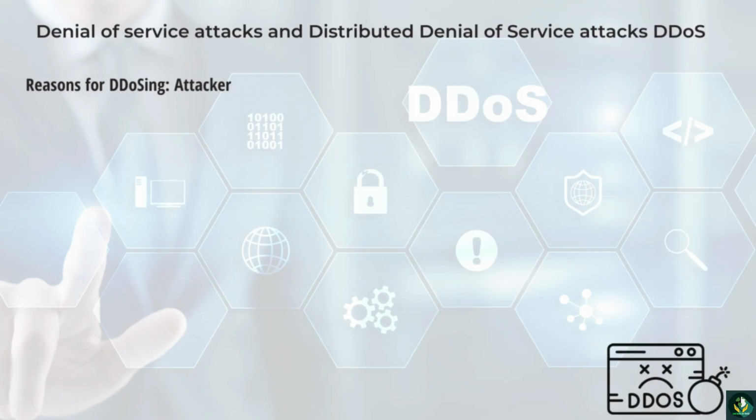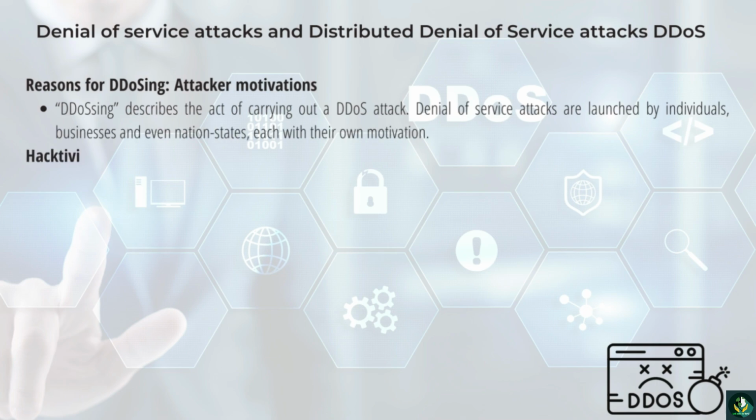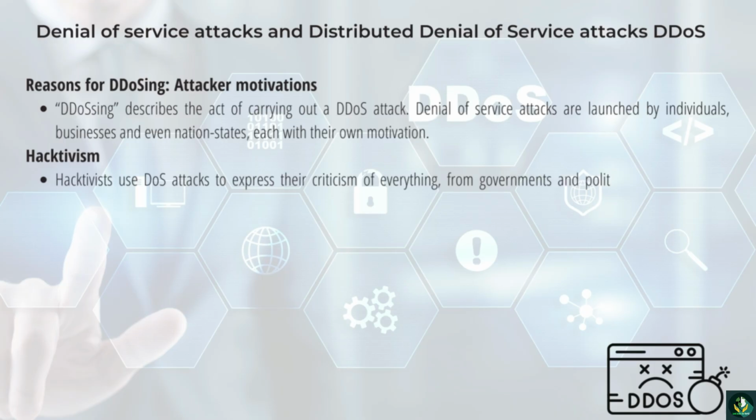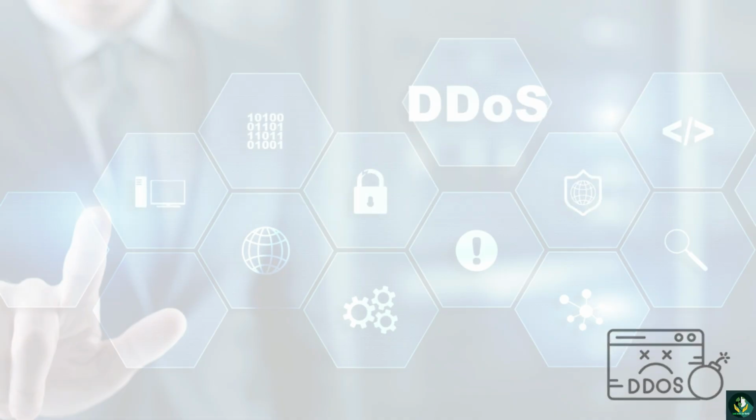Reasons for DDoSing. Attacker motivations. DDoSing describes the act of carrying out a DDoS attack. Denial of service attacks are launched by individuals, businesses, and even nation-states, each with their own motivation. Hacktivism. Hacktivists use DoS attacks to express their criticism of everything, from governments and politicians, including big business, and current events. If hacktivists disagree with you, your site is going to go down, also known as Tango Down.